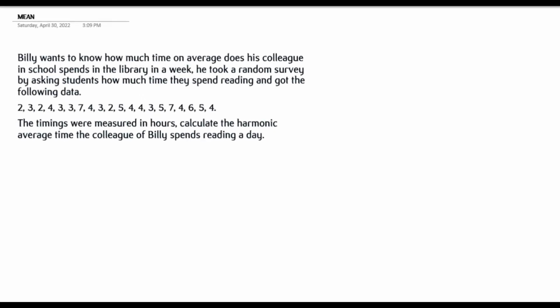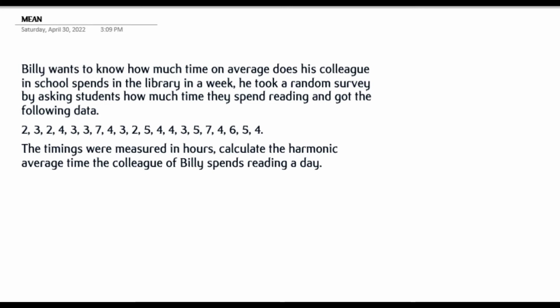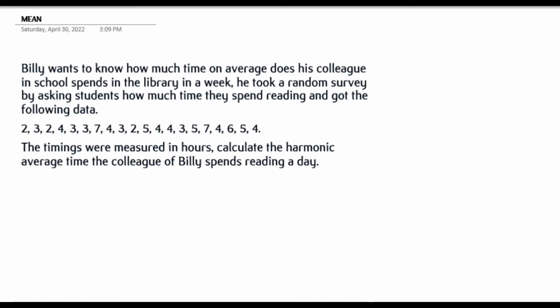So our question says that Billy wants to know how much time on average his colleagues in school spend in the library in a week. He took a random survey by asking students how much time they spend reading and got the following data. So we have 2, 3, 2, 4, 3, 3 down to 4. The question says that the timings were measured in hours and we're supposed to calculate the harmonic mean, or the harmonic average time the colleagues of Billy spend reading in a day.